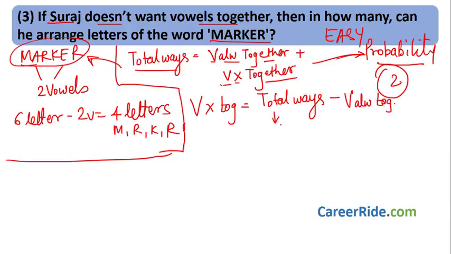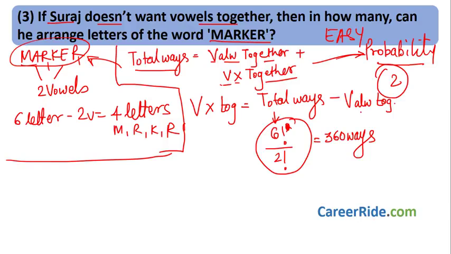Total ways is how much? How many letters are there in the word marker? 1, 2, 3, 4, 5, 6. So total ways are 6 factorial? No, it is not 6 factorial. Then what is it? It is 6 factorial divided by, here you see the letter R gets repeated 2 times. So 6 factorial upon, cancelling the repetition, 2 factorial. This is the total number of ways in which we can arrange the letters of the word marker. That comes out to 360 ways.